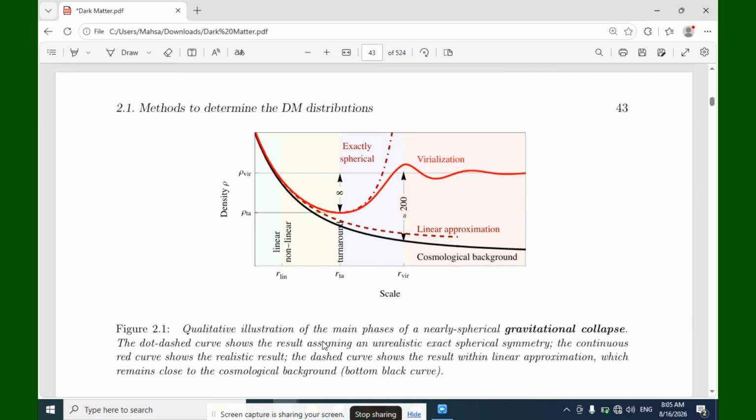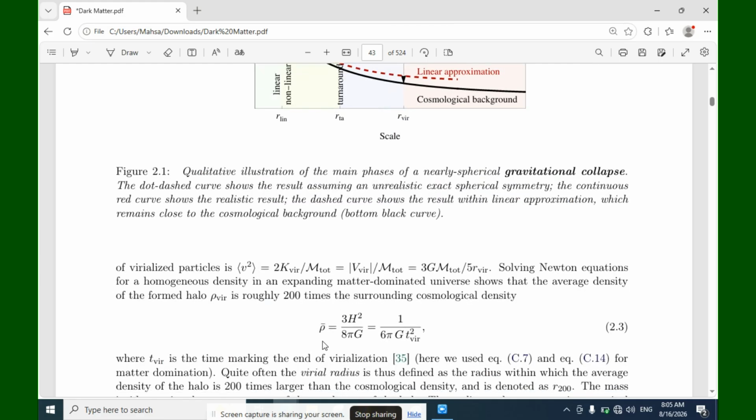The mean square speed of a virialized particle, v squared, is equal to 2 K virial divided by M total, which is equal to the absolute value of V virial divided by M total, which is equal to 3 G M total divided by 5 R virial. Solving Newton's equations for the homogeneous density in an expanding matter-dominated universe shows that the average density of a formed halo, rho virial, is roughly 200 times the surrounding cosmological density.